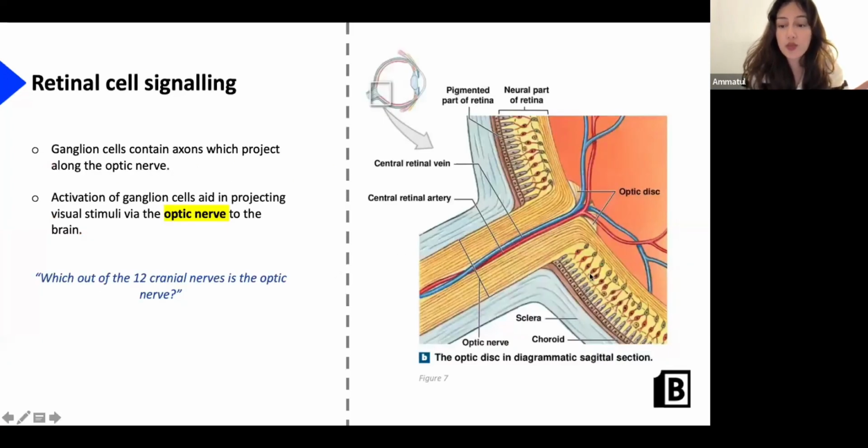The way this works is once the ganglion cells are activated, they have axons and they project along the optic nerve, and they send this stimuli to the brain via the optic nerve. So if you want to think about which cranial nerve the optic nerve is, it'll give you a clue as to what you're testing for when you're doing the cranial nerve examination and why the different tests for testing the optic nerve are significant.